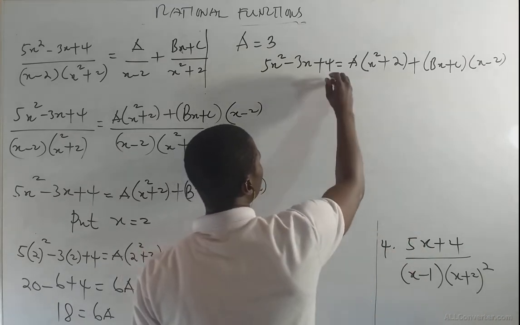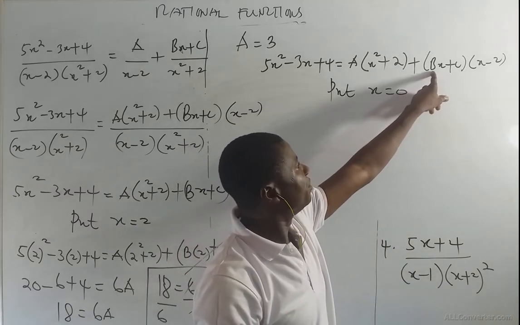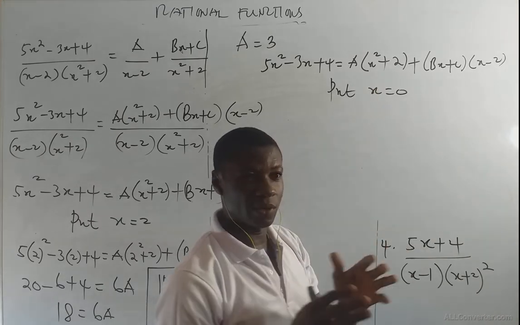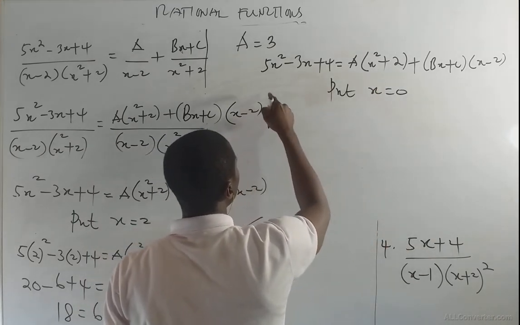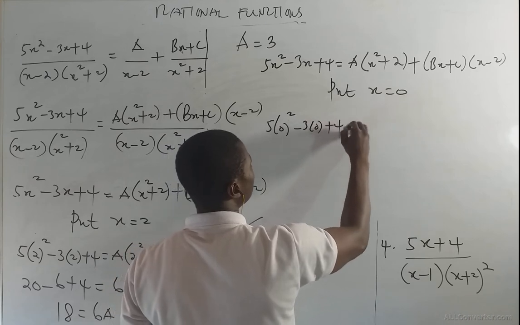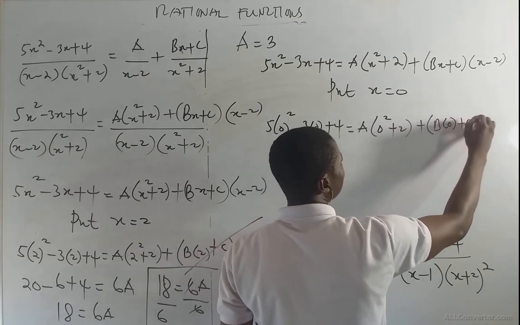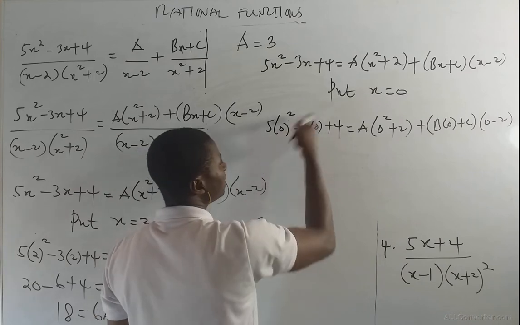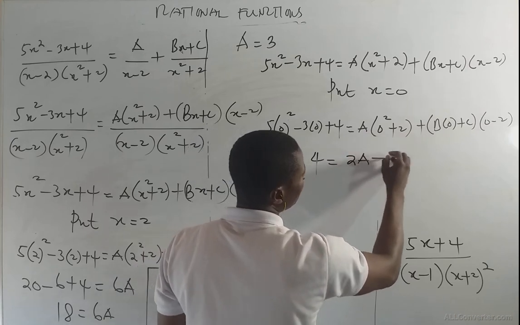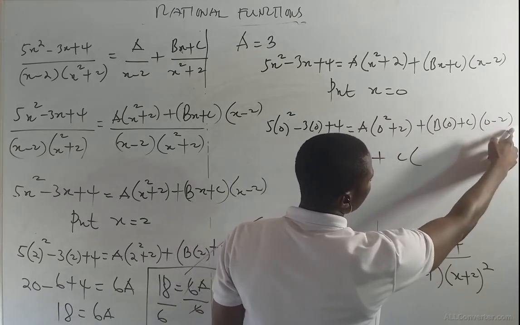Take note of this: when we put x equal to 0, you realize that 0 times b will be 0. Then we are left with c and a, but because a is known, we can also find c. This is how we solve a denominator with a quadratic factor. Now put x to be 0. Then we have 5 times 0 squared minus 3 times 0 plus 4. This will be equal to a into bracket 0 squared plus 2, plus b times 0 plus c, then 0 minus 2. We have 4 left. 0 squared is 0 plus 2, 2 times a is 2a. Then b is gone because b times 0 is 0, and we are left with only c there. 0 minus 2 is minus 2.